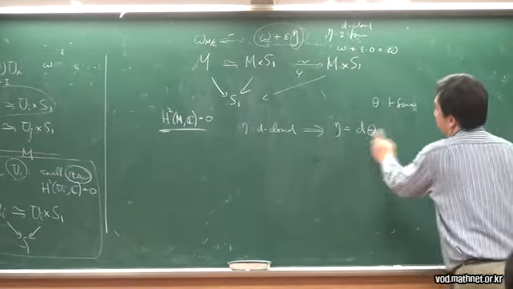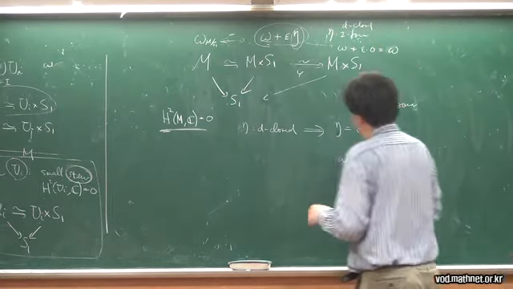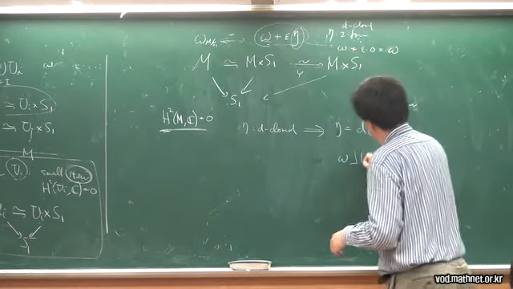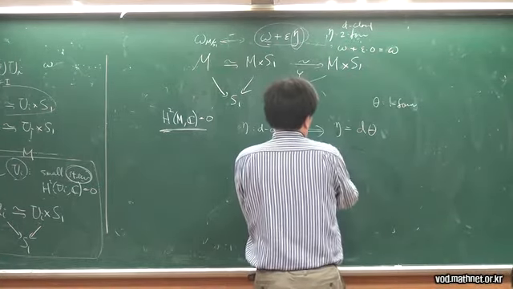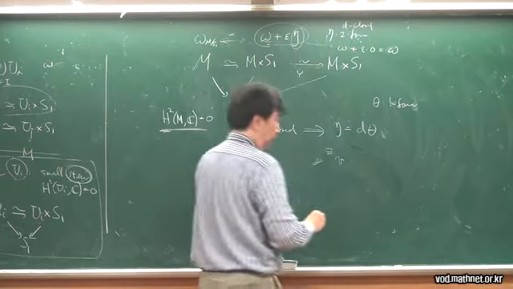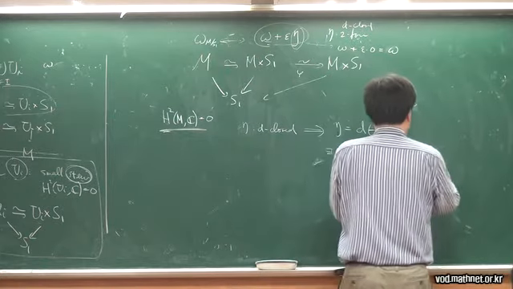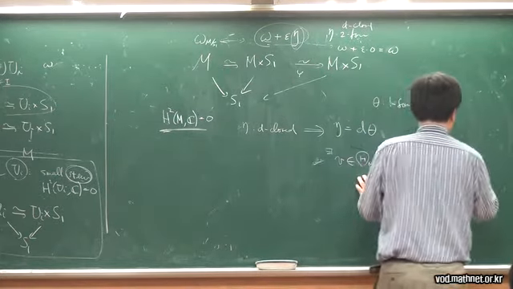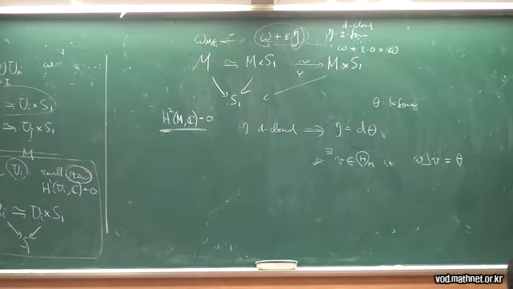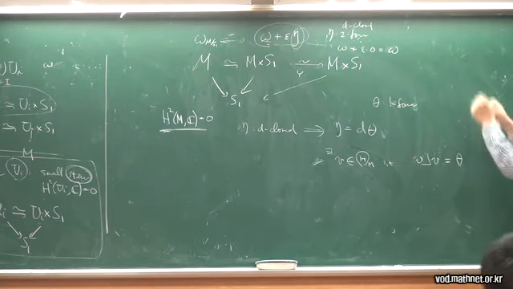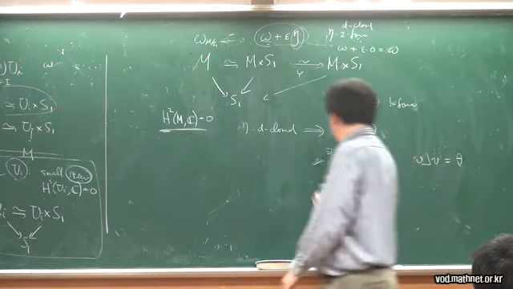This is a two-form. Omega is non-degenerate. Then you find some vector field V on M such that omega V is theta, because omega is non-degenerate and one-forms and vector fields are in one-to-one correspondence. So theta corresponds to some vector field V like this.